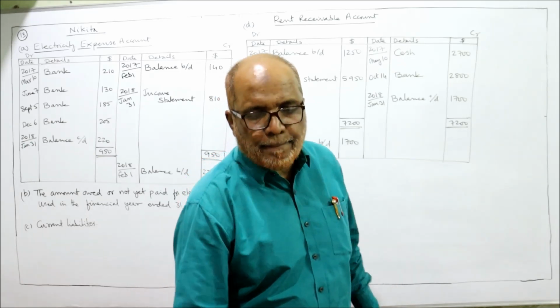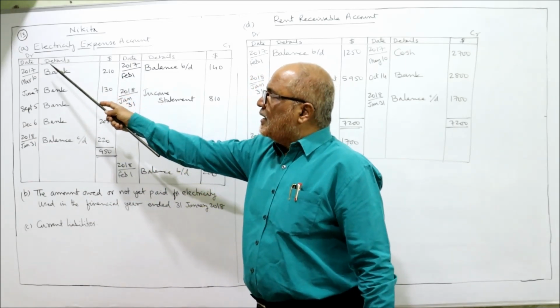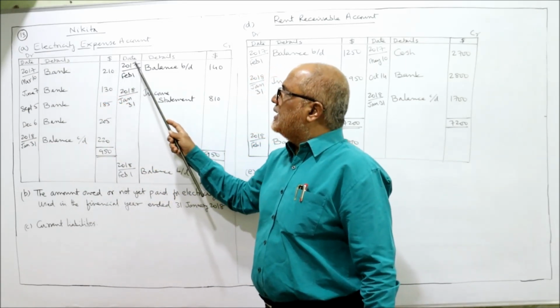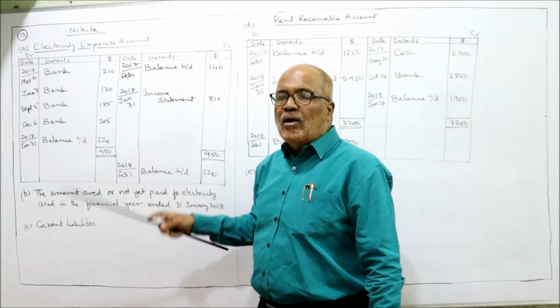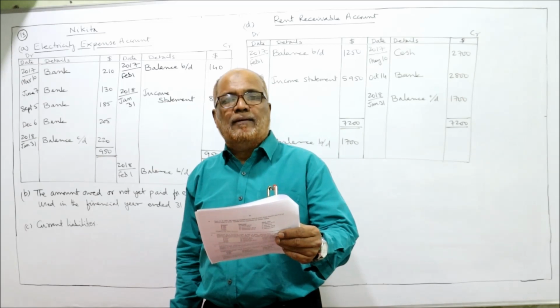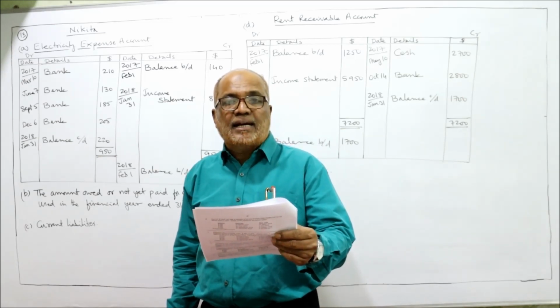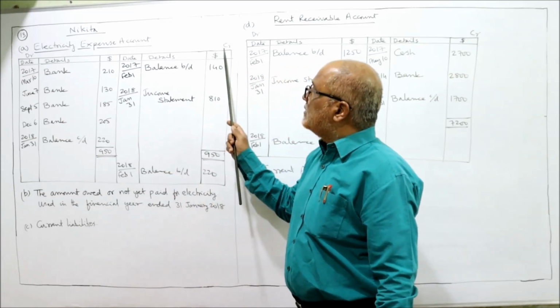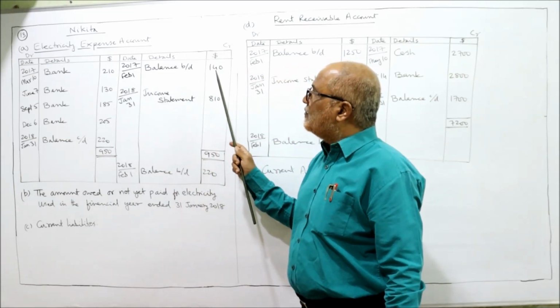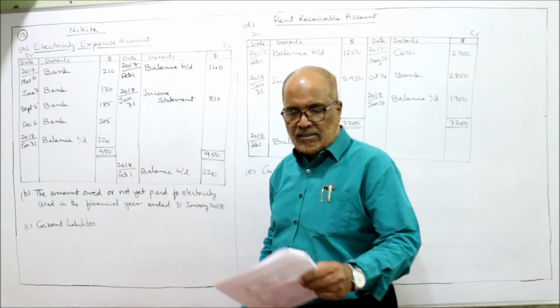So you can see here, Nikita, electricity expense account, A point. Debit side, date, details, dollar; date, details, dollar, credit side. Now it is given that at the beginning of the year, that is 1st February 2017, there was a $140 credit balance. So credit side, balance brought down $140, February 1, 2016. This is the opening balance.